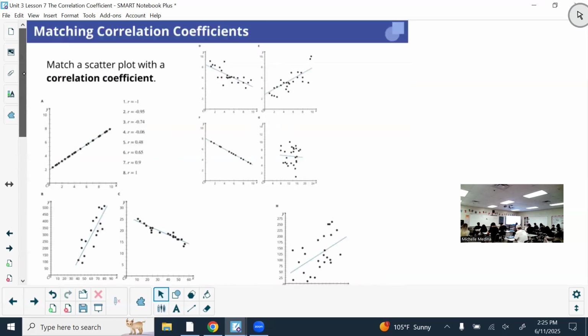Okay, so next you are going to match the scatter plot with the correct correlation coefficient. So you have 8 R values and 8 scatter plots to match. There's 3 on the back that can fit on the front, so make sure you're including them in your matching. Every one has to be used once, so don't assign 2 R values to 1.